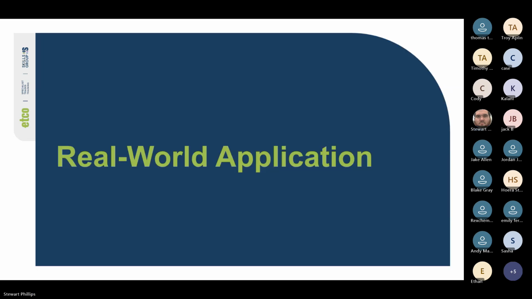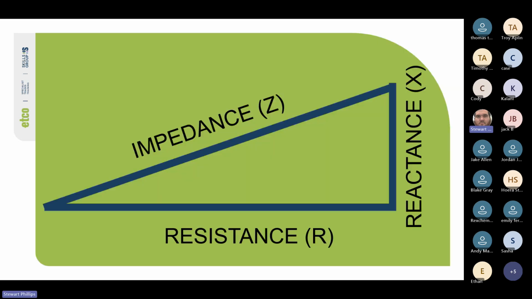Cool. So real world application. Question. So we go back. Resistance is R, that was always what we used for it, and reactance being X. So yeah, we can't use R for impedance because it already stands for resistance.